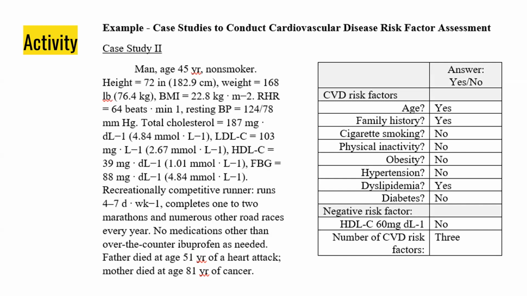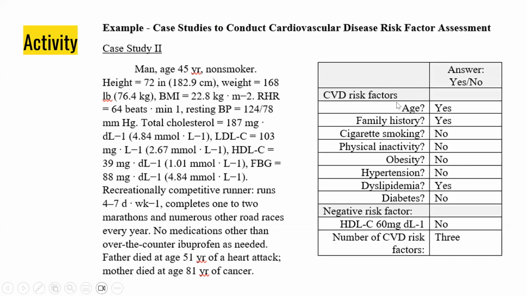HDL, 39. And he is a recreationally competitive runner. He runs 4 to 7 days per week, completes 1 to 2 marathons and numerous other road races every year. And he's not taking any medications other than over-the-counter ibuprofen as needed. There's family history there. Father died at the age of 51 of a heart attack, and the mother died at age 81 of cancer. So let's go over our table, right?